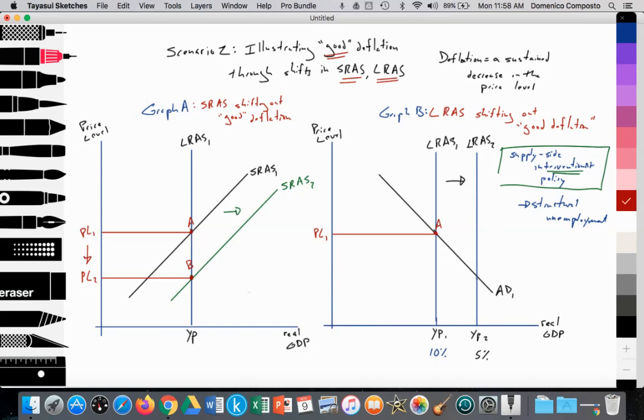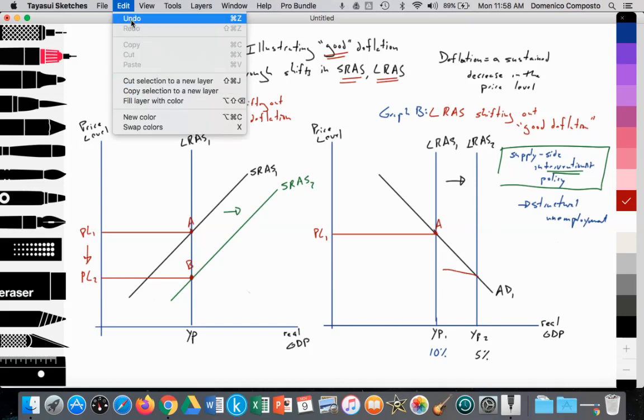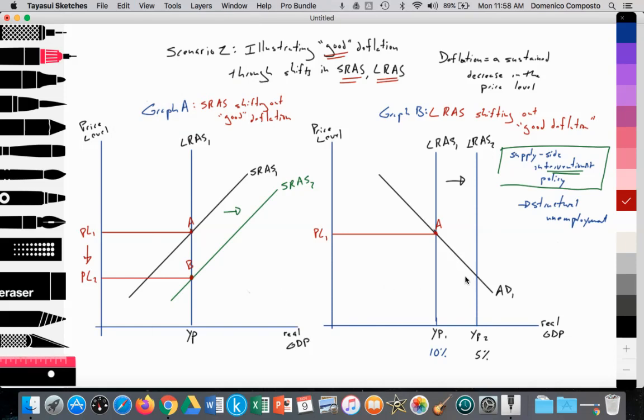We notice that LRAS shifting out has the effect of causing the price level to fall from PL1 to PL2. And this again is good deflation. The price level is falling, but we're achieving more employment, more output, and thus it is considered good. The price level has fallen, but we have a lower natural rate of unemployment, lower structural unemployment, and more real GDP output.